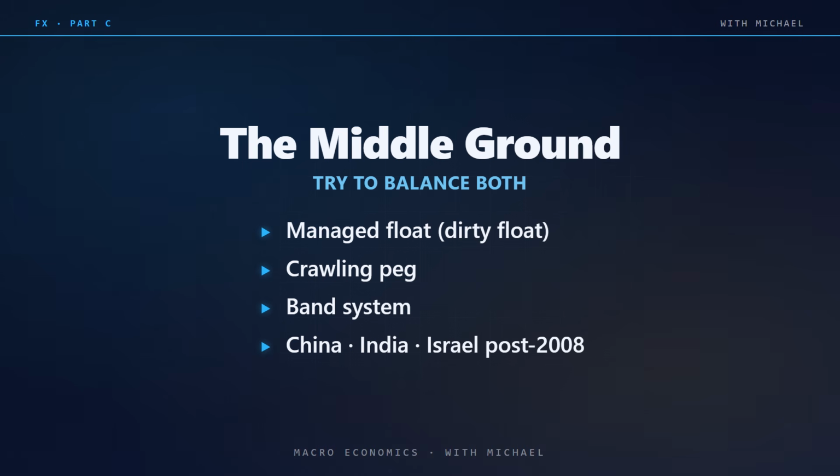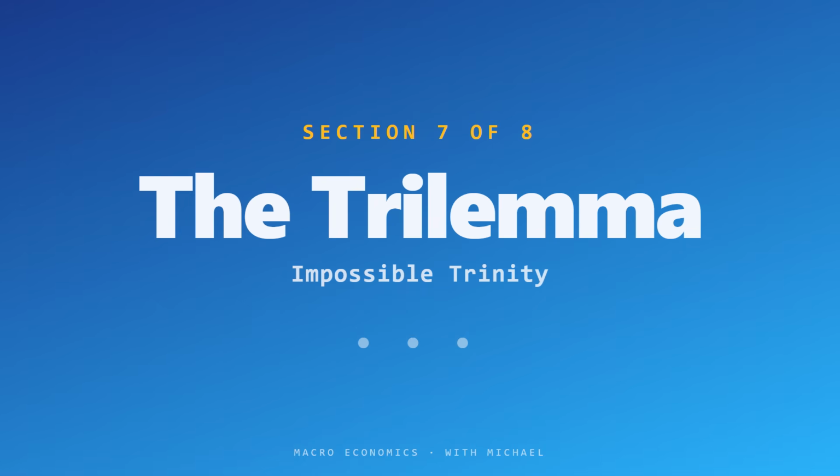Some countries use crawling pegs, letting the rate slide along a predetermined path. Others use band systems, letting the rate float within explicit limits. Each regime represents a different balance between predictability and flexibility. Section 7. The Trilemma. International macroeconomics has a fundamental constraint called the Trilemma, or Impossible Trinity.